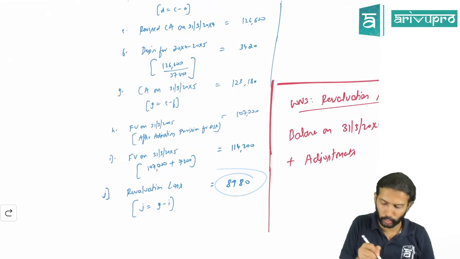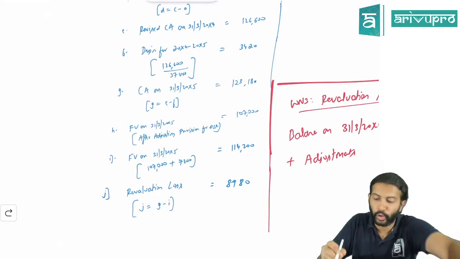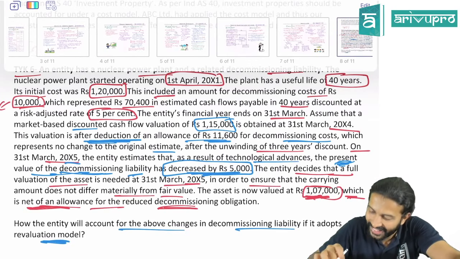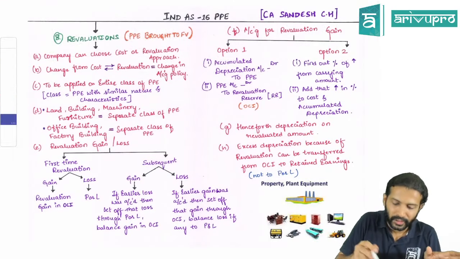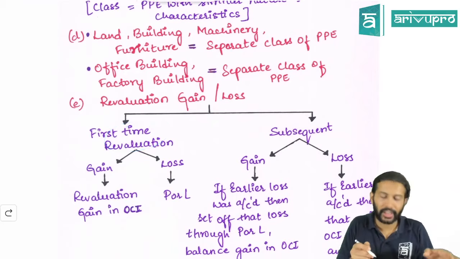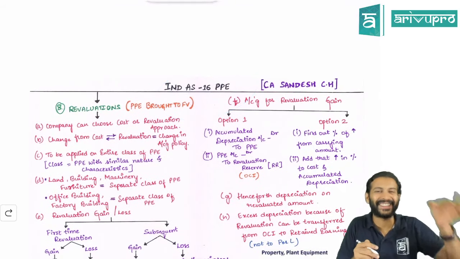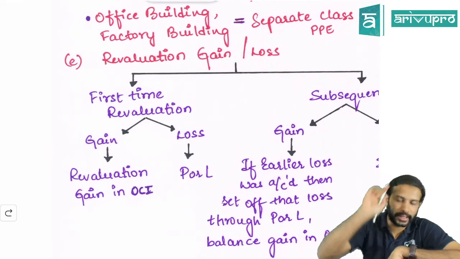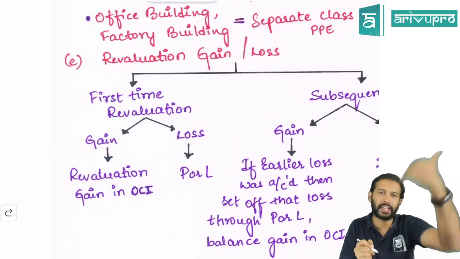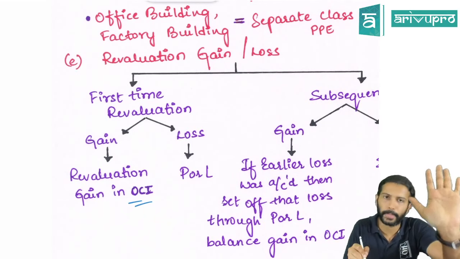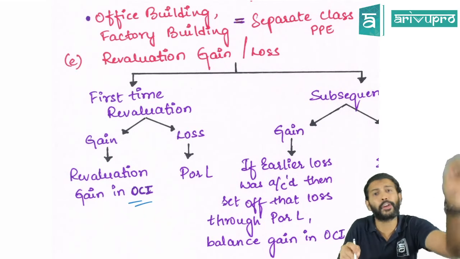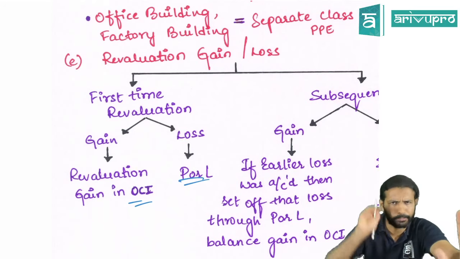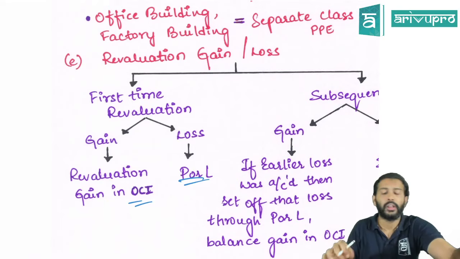So where will this go off to? Do you transfer this off to P&L? No. We have already read it in the chart. I'll just retrace your memory in case you've forgotten. Whenever you do revaluation first time, if you get a gain, that gain you will transfer as a revaluation surplus. It will go off to OCI. First time when you do revaluation and if you get a loss, first time only, then that loss will go off to P&L, or you can call it PRL. That is the initial.